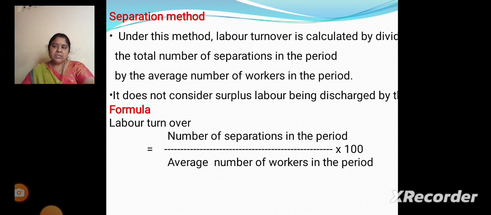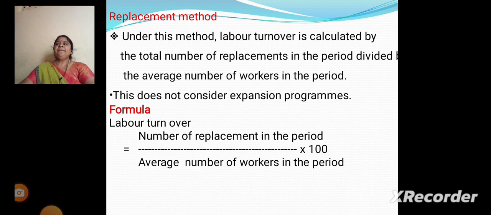It does not consider surplus labor. It only considers workers discharged by the firm. The formula for labor turnover under separation method is equal to number of separations in the period divided by average number of workers in the period into 100. Next method is replacement method.